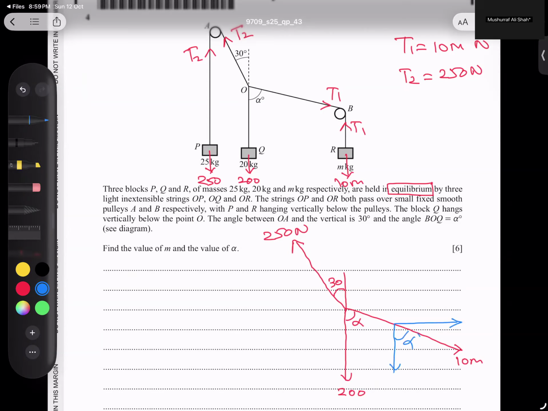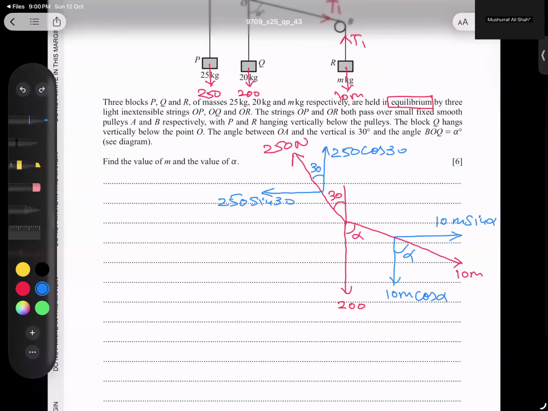And this alpha is equal to this alpha. So this is 10m cos alpha, and this is 10m sine alpha. Same for this one. So one force acts this way, one parallel to x and one parallel to y. This force is 250 at angle 30. I can say 250 cos 30 and 250 sine 30. And the 200 has no component breaking because it is exactly downwards.